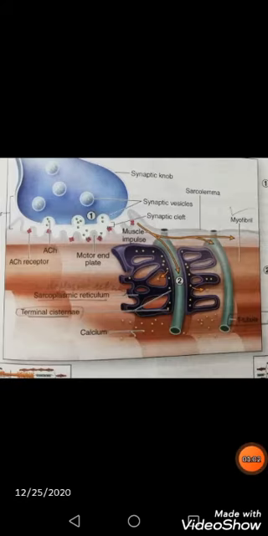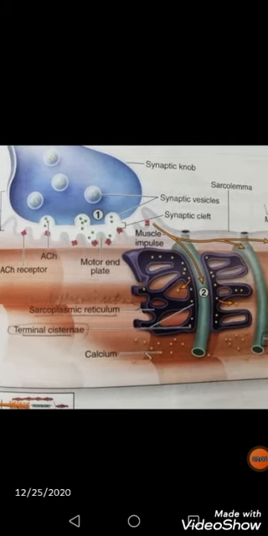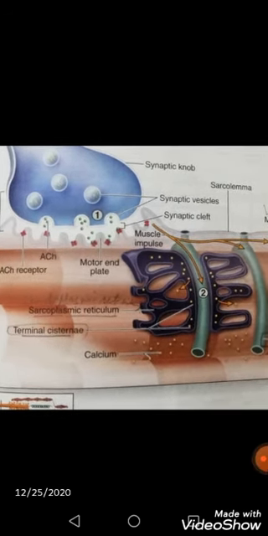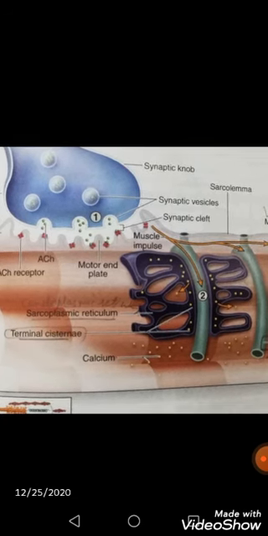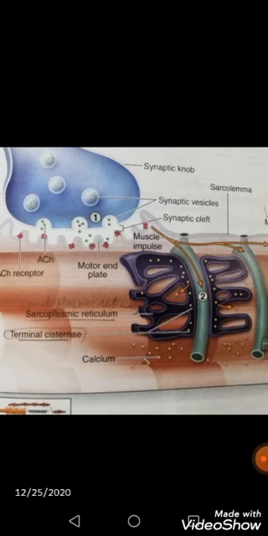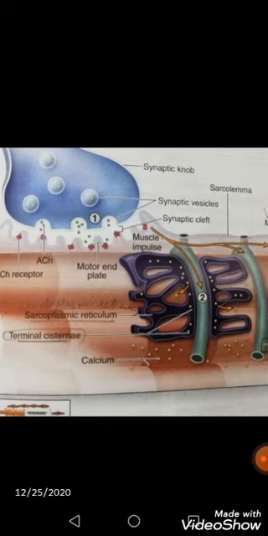Now in this picture you are looking at the synaptic knob, and here what happens is that a nerve impulse triggers the release of acetylcholine from the synaptic knob into the synaptic cleft.